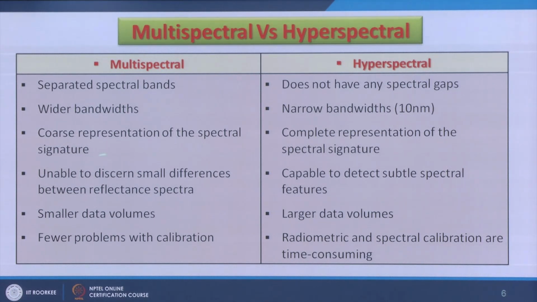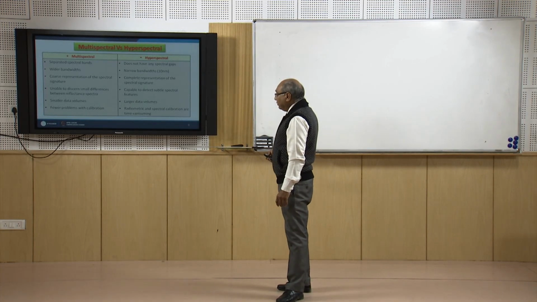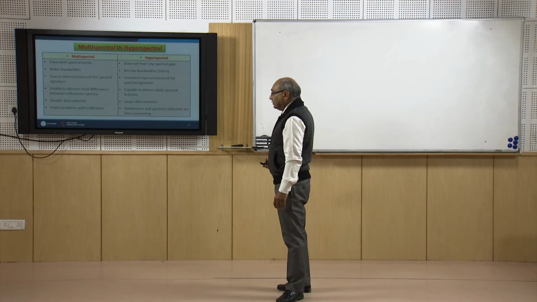Coarse representation of spectral signatures versus a complete representation of spectral signatures. It was a discontinuous spectral curve, here is a continuous spectral curve. Multispectral was unable to discern small differences between reflectance spectra, but here it is capable of detecting subtle spectral features.